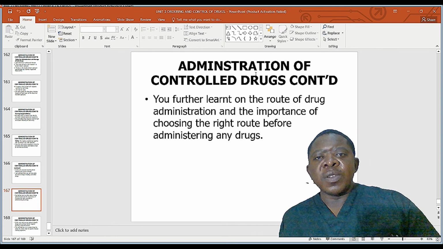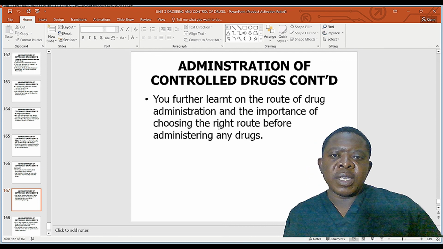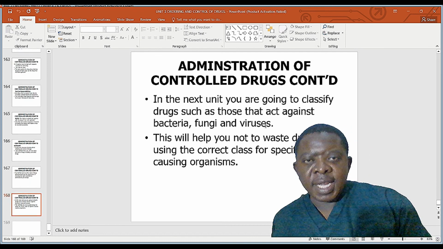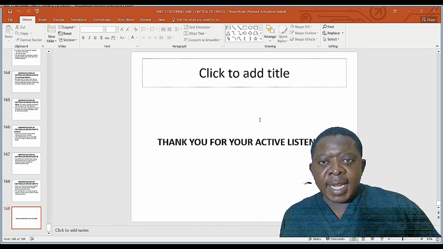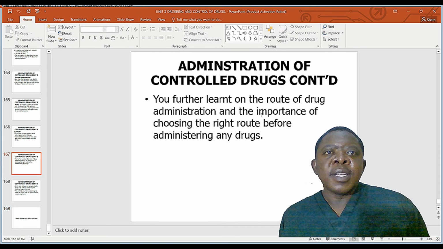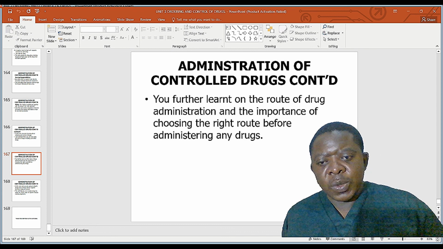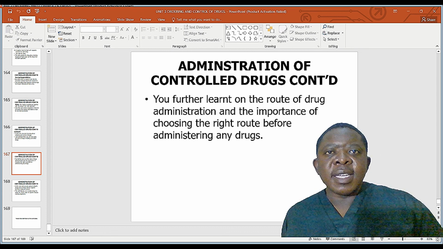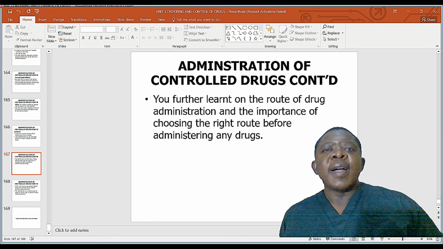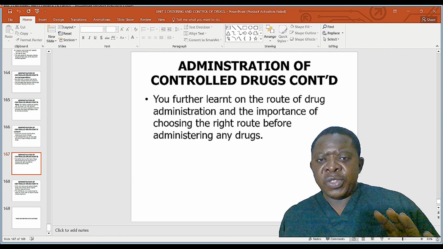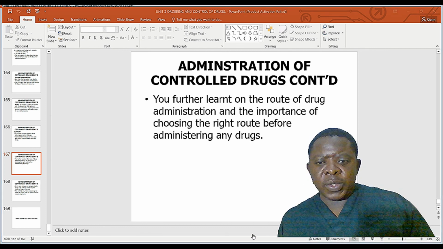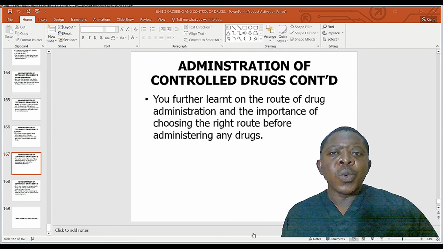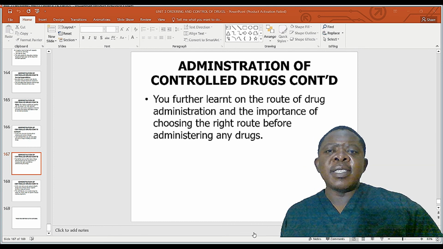So on administration of controlled drugs, you further learned about the route of drug administration and the importance of choosing the right route before administering any drugs. So this is what we have been looking at, and I hope you have reflected and you have learned a lot on ordering and control of drugs. So please, I urge you as you listen to these lessons, you can always be taking some brief notes. It will help you. There are main points here that you have put, but this is a holistic key lecture.